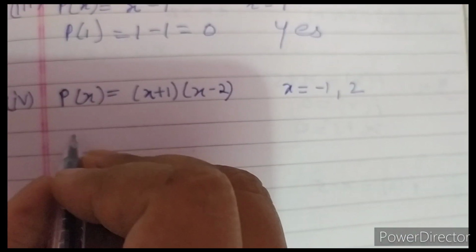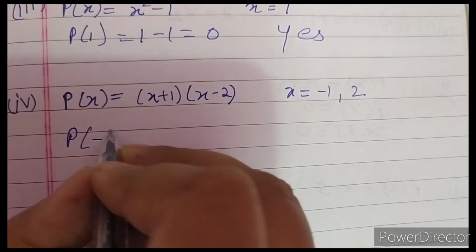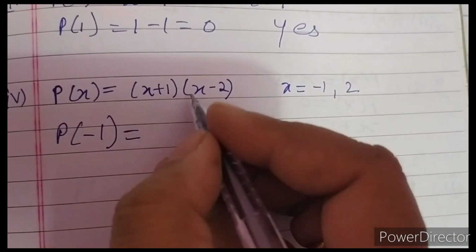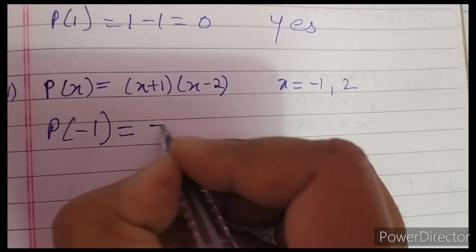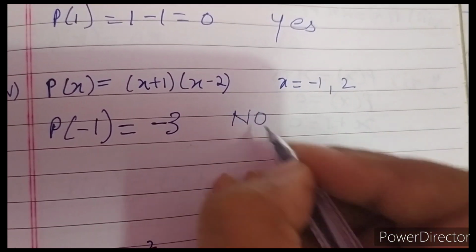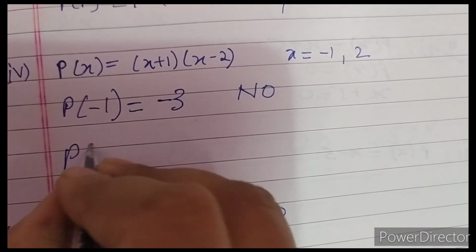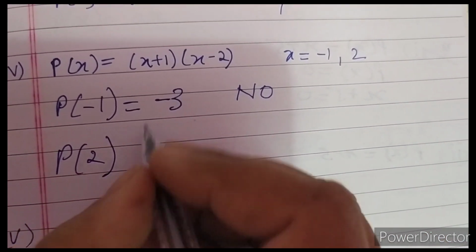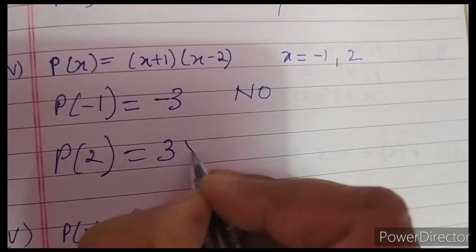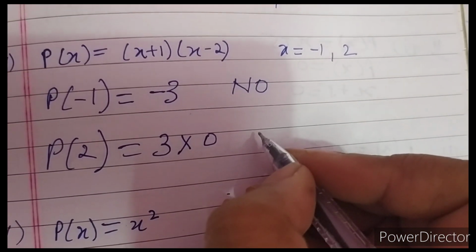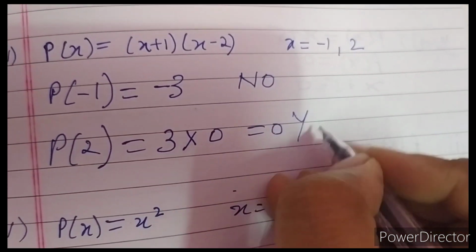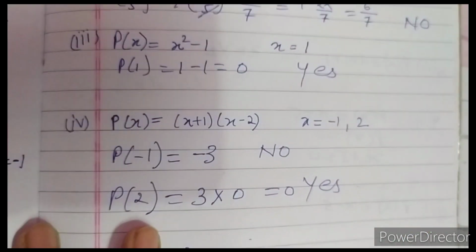In this case, we have been given two values, so we have to check both the values. p(-1) equals minus 1 plus 1 will cancel out, and here minus 1 minus 2 will be minus 3. So it is not a 0 of the polynomial. And then p(2), if the value given is 2, then it will be 2 plus 1 equal to 3, into 2 minus 2 is again equal to 0. So 3 zeros are 0. That will be equal to, yes, it is a 0 of the following polynomial.